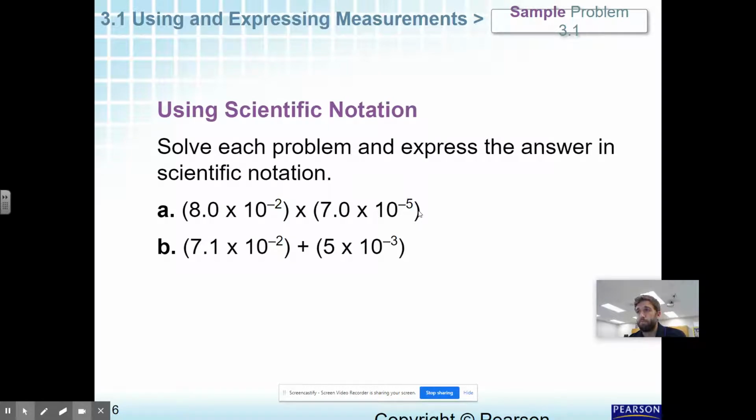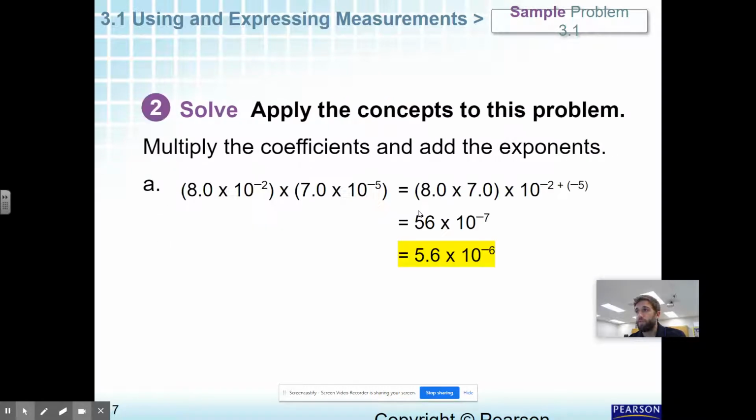So I want to show you the answer right now. Okay, so for the first one, 8 times 7 is 56. 10 to the negative second times 10 to the negative fifth, right here, these two, you need to add them up. So that's -2 plus -5, or subtract 5. So -7. 8 times 7 is 56, but you moved the decimal place one place extra over. So it makes it go from the -7 to -6.